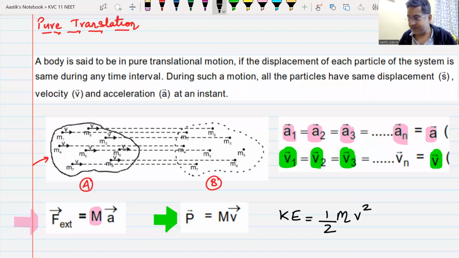We move ahead. This was pure translation. What is the second type of motion? Pure rotational motion, or pure rotation, and we are going to concentrate on this one. But first, let us try to understand what is meant by pure rotation. So write the next heading, pure rotation.